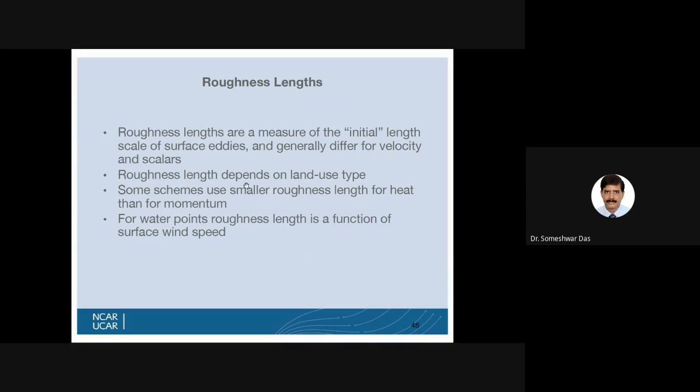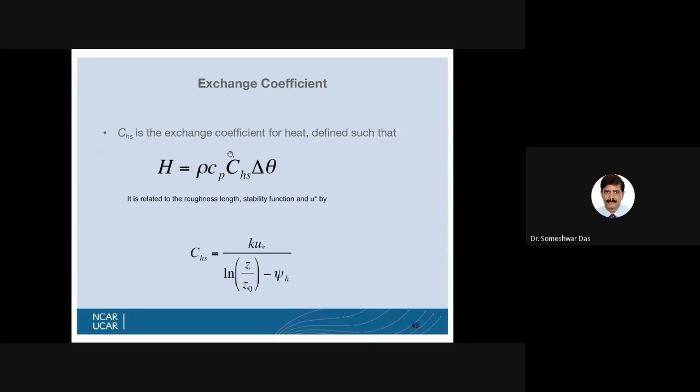The roughness length depends on land use type, as you can very well imagine. Some schemes use smaller roughness length for heat than for the momentum. For water points, roughness length is a function of the surface wind speed because the roughness length is proportional to both wind speed as well as the type of the surface. Okay. So these things are taken care of. The exchange coefficients are also computed as part of the surface layer parameterization scheme. I'm going to skip the formula for that. So study these things in the theory part earlier.